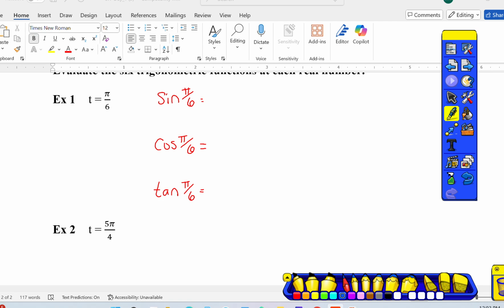Let's start with sine. Sine is the y. Now, I could set up a right triangle and solve it, but I don't want to have to do that. That's a lot of work. But I know that whatever I get for that right triangle, it's going to be the same thing as my y value. So if I think about the y value at pi over 6, it's 1/2. Cosine is our x value. So if I think about the x value at pi over 6, I know that's root 3 over 2.